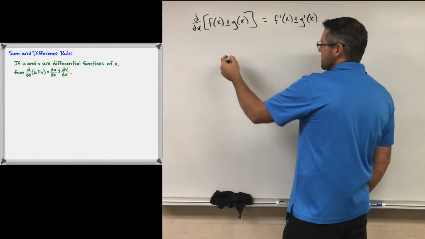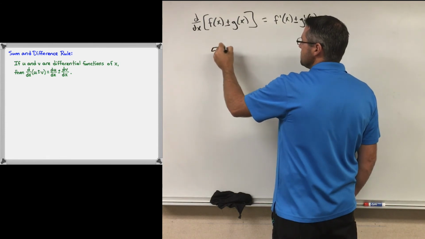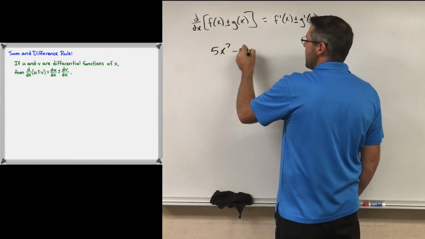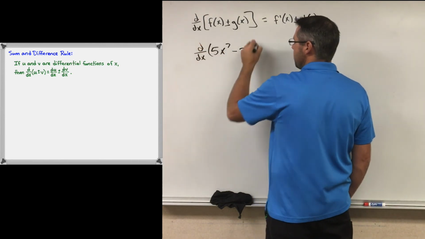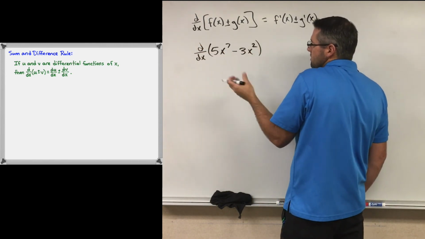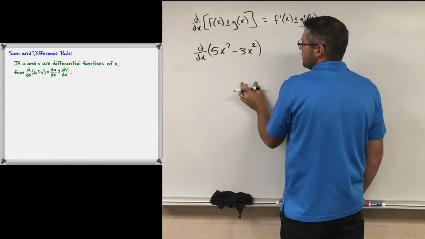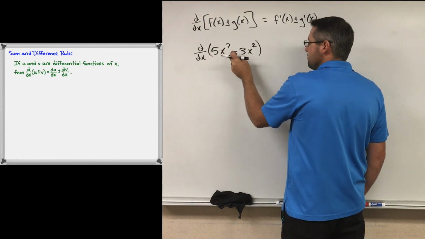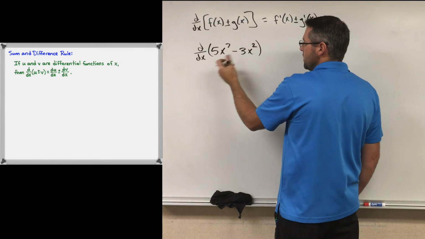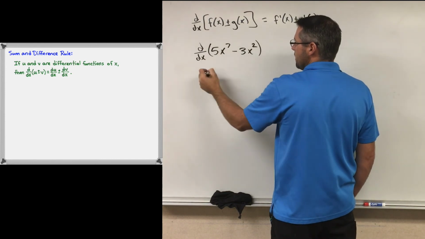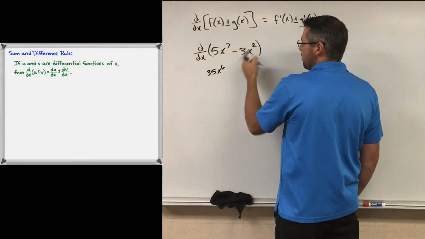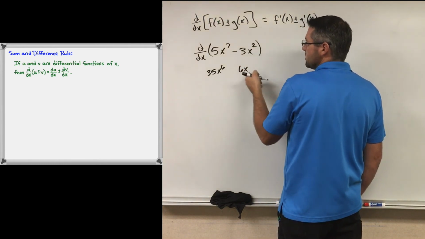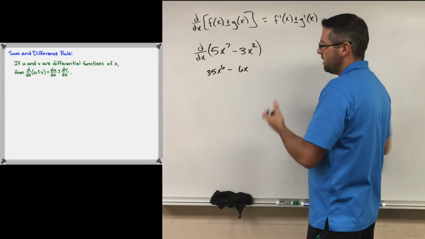A quick example of this would be something like 5x to the 7th minus 3x squared. If I want the derivative of this, all I have to do is take the derivative of the first thing and the derivative of the second thing, and then perform the operation between them. So the power rule here, we get 35x to the 6th. And then the power rule here, we get 6x to the first, or 6x, and then we have the minus sign in between. And that's our derivative.